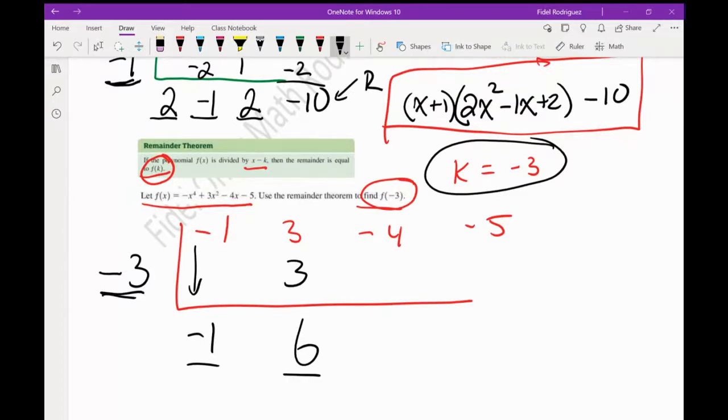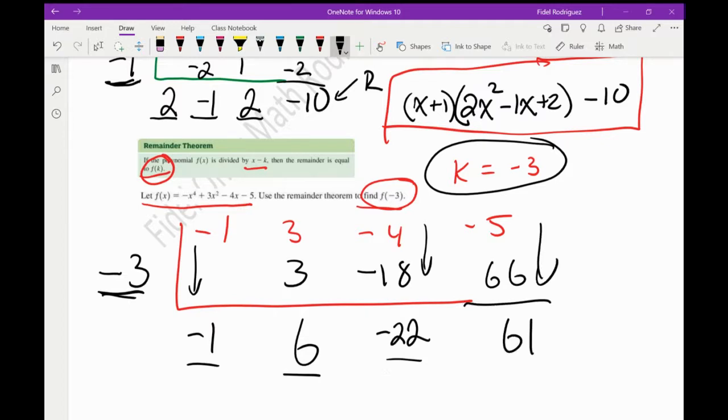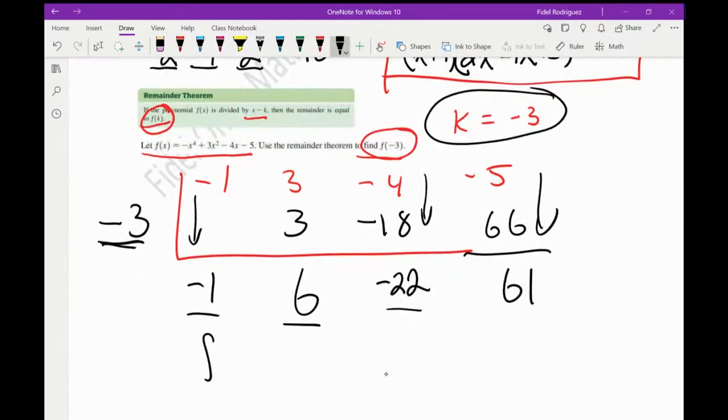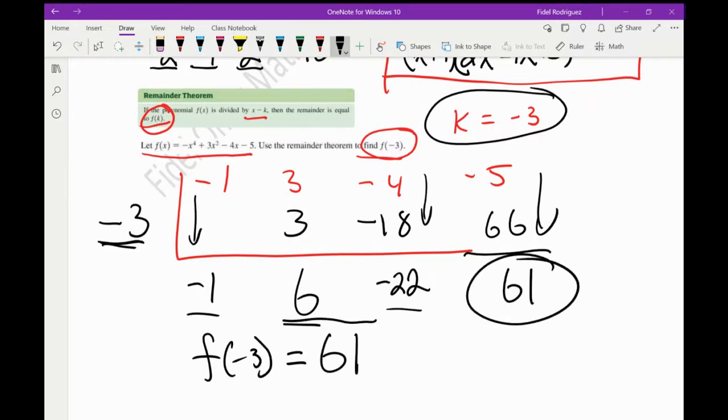I'm going to multiply again. -3 times 6 is a -18. I'm going to go ahead and add straight down. That's a -22. And I'm going to multiply one more time. -3 times -22 is a +66. And when we add straight down, that's going to give me a 61. Okay. And it says use the remainder theorem to find f of -3. Okay. What that means is that f of -3 is always going to be equal to whatever my remainder is. Remember, we said the last number, guys, is always going to be my remainder. So in this case, f of -3 is equal to 61.